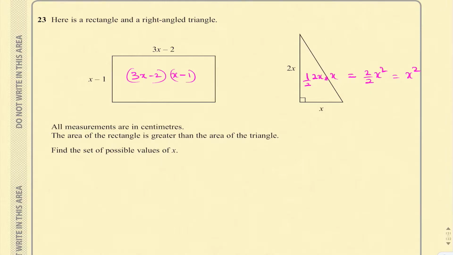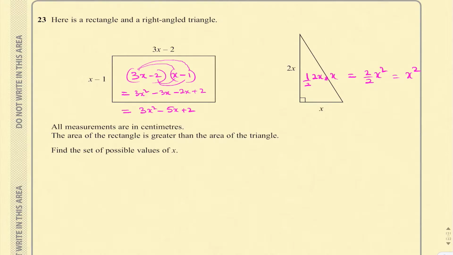And we need to expand this one. So 3x times x will be 3x squared. 3x times minus 1 will be minus 3x. Minus 2x times x will be minus 2x squared, and minus 2 times minus 1 will be plus 2. So if we simplify this, we get 3x squared minus 5x plus 2.